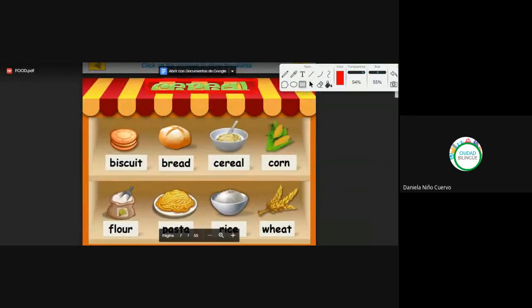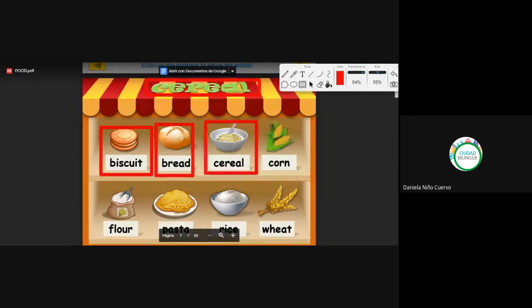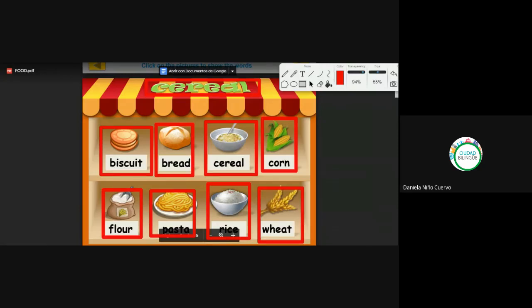Here we have the cereal. Yes, cereal. So we have biscuit, bread, cereal, corn, flour, pasta, rice, and wheat. Yes, biscuit, bread, cereal, corn, flour, pasta, rice, and wheat. Questions about this vocabulary? Do you have questions? Wheat, trigo. Yes, here, trigo. What else? No more questions? All right.